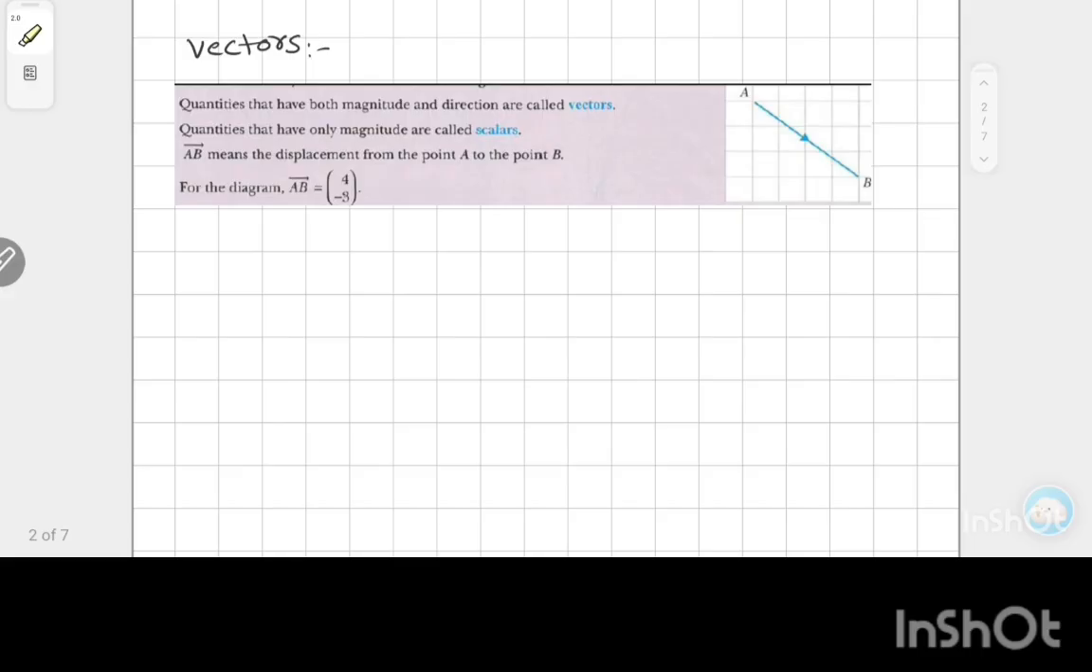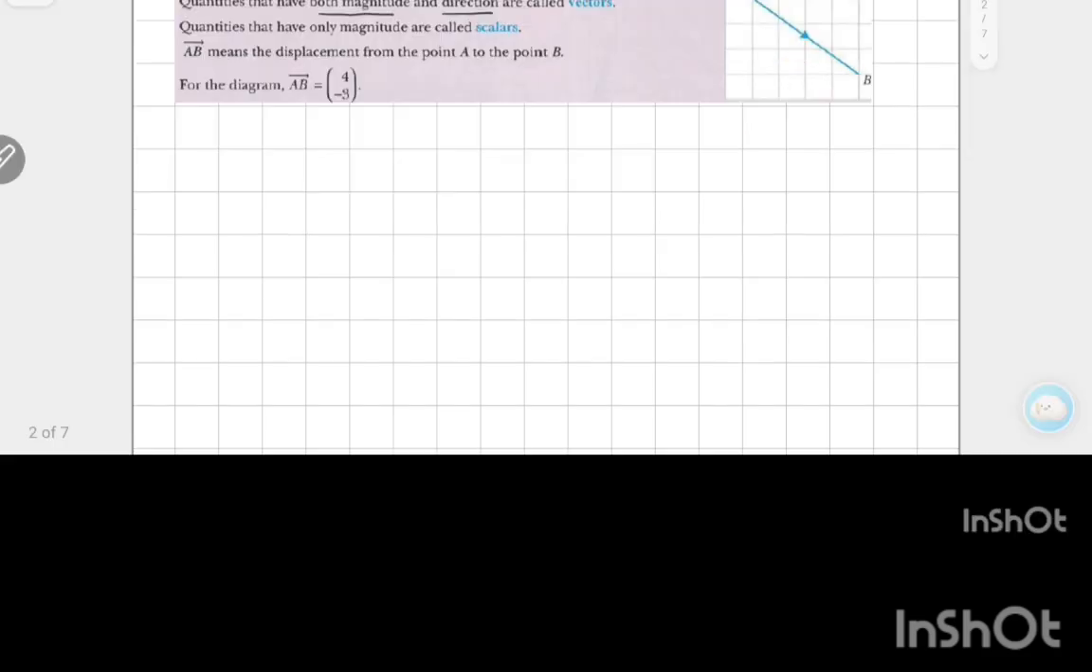Today we have to discuss our difficult topic, which is vectors. What are vectors? We know that vectors are those quantities which have both magnitude as well as direction. Their best examples are velocity and, second, acceleration. These two quantities in physics both have magnitude as well as direction.